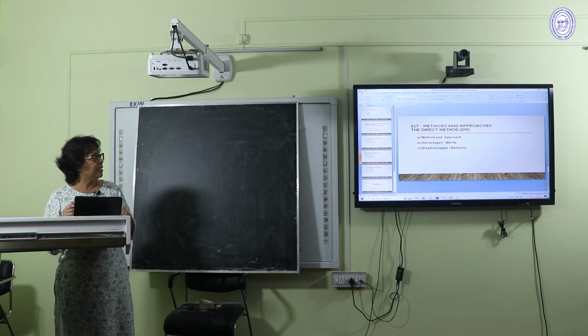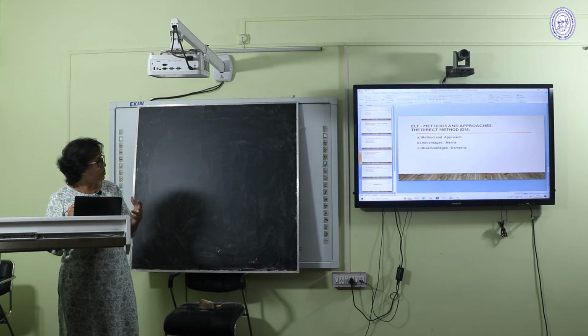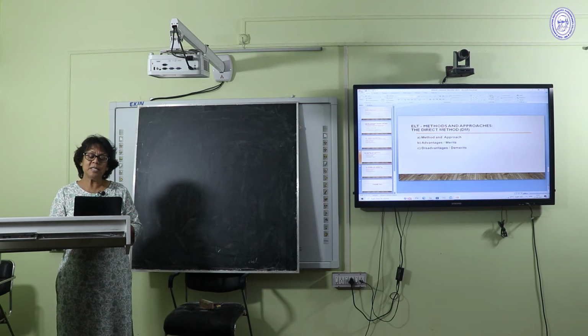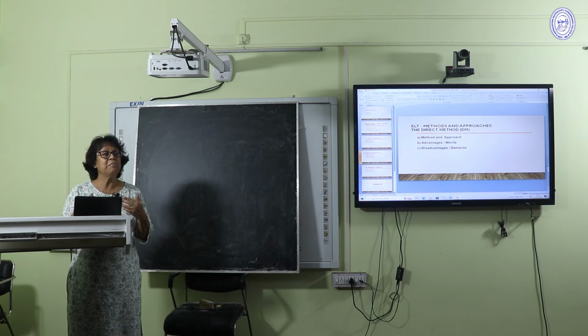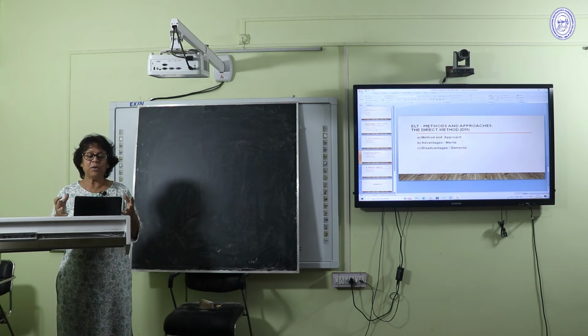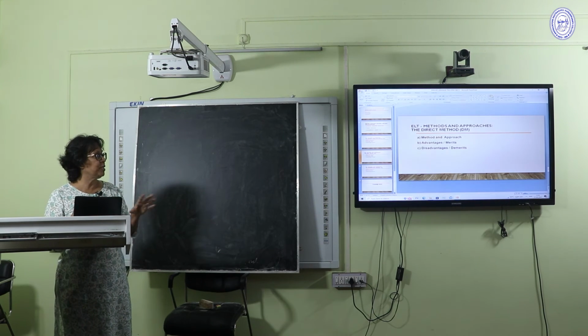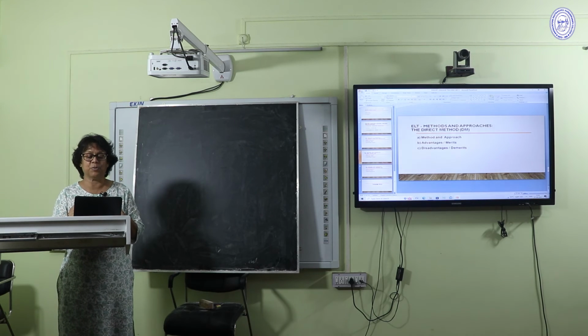Next comes the direct method. Now, this also has its advantages and disadvantages. In this method, the direct method, the adult second language learners can learn a second language in essentially the same manner as a child. Therefore, if possible, the teacher should create a very natural learning environment within the classroom.